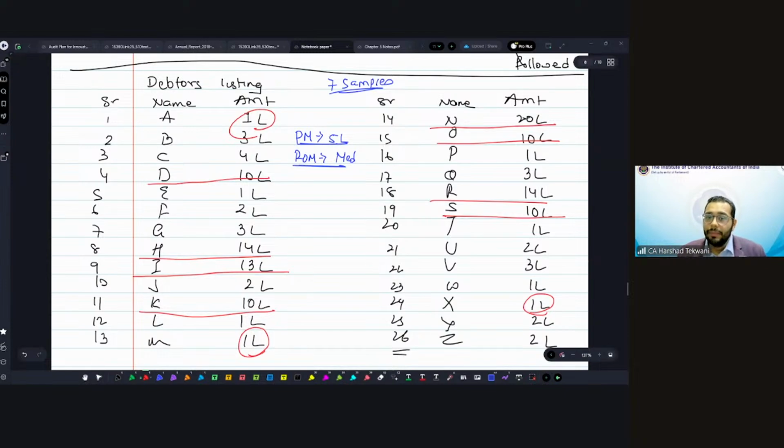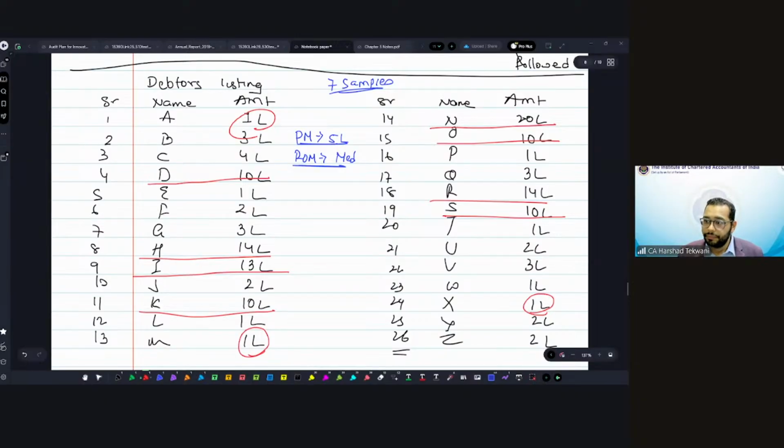It will not be called a proper sampling. You are not doing a proper sampling. You are selecting some of the items on a judgmental basis to draw a conclusion on the entire population. No, you cannot say that you will be able to draw a conclusion on the entire population on the basis of this, because it was not an appropriate sampling method. Are you getting the point?